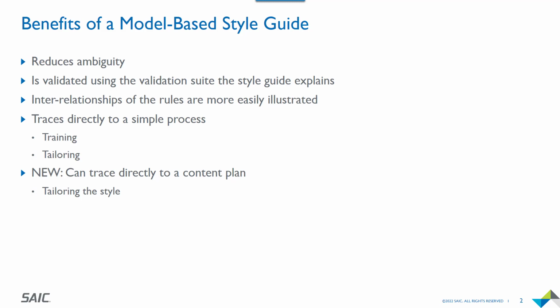Because the style guide is in a model, we also can illustrate the interrelationship of the rules to each other and to other things. For example, currently, and this is in a previous release, all of our style rules are traced to steps in our simple process that is also captured in the style guide. Because both are modeled together, we could do the traceability very easily, analyze it, put rules in place to make sure that that traceability is complete.